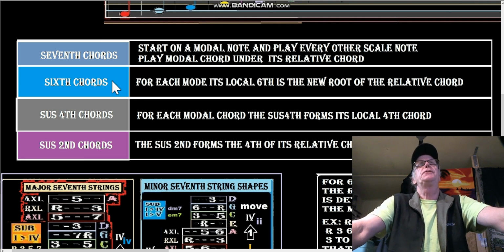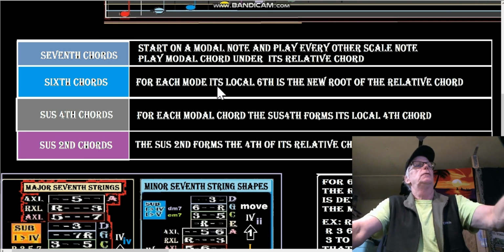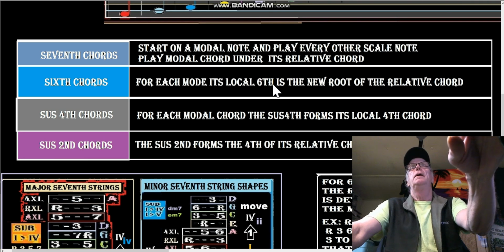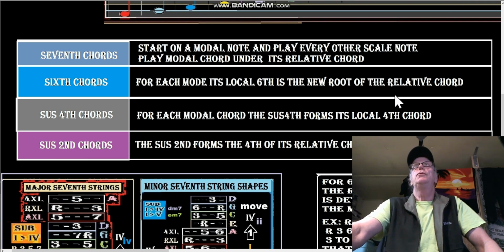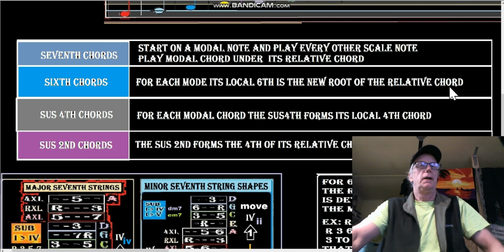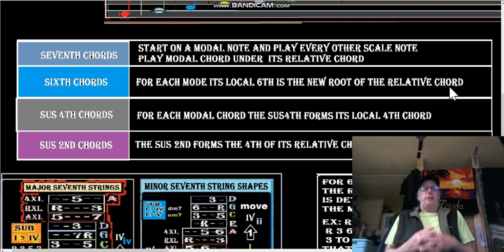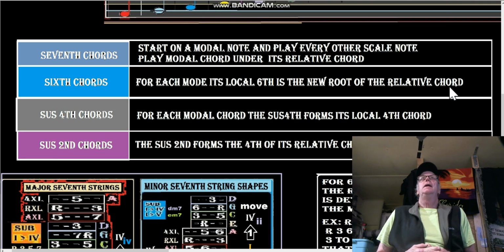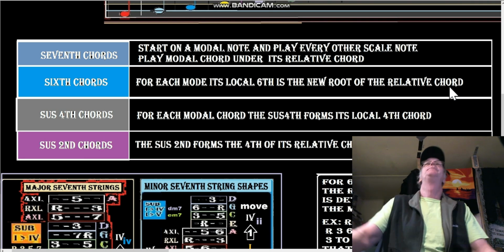So let's talk about 6 chords. For each mode, the sixth is the new root of the relative chord. Aha! Another rule that I stumbled onto in my sleep yesterday. And I said, I'll remember it. But in the middle of the night, Princess woke me up and I had to make the chart.